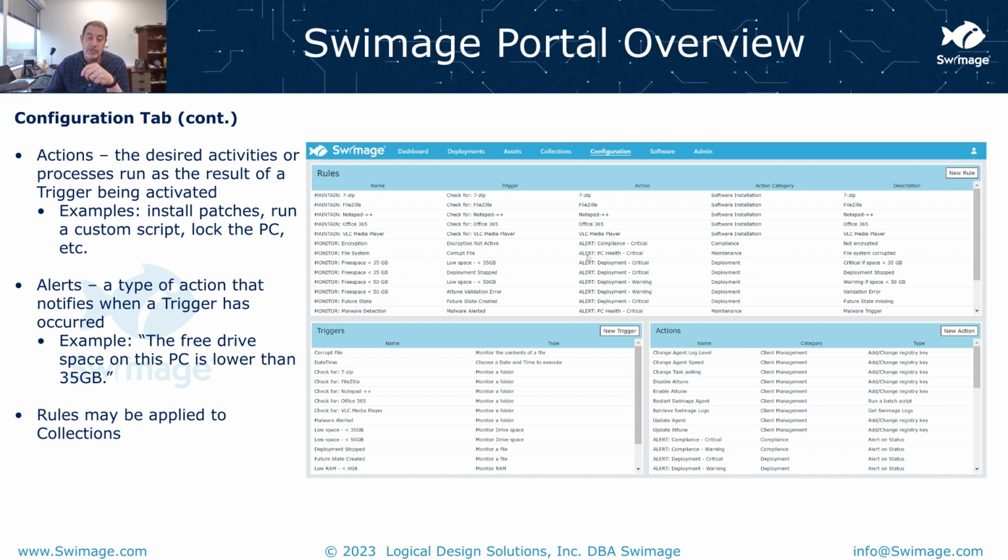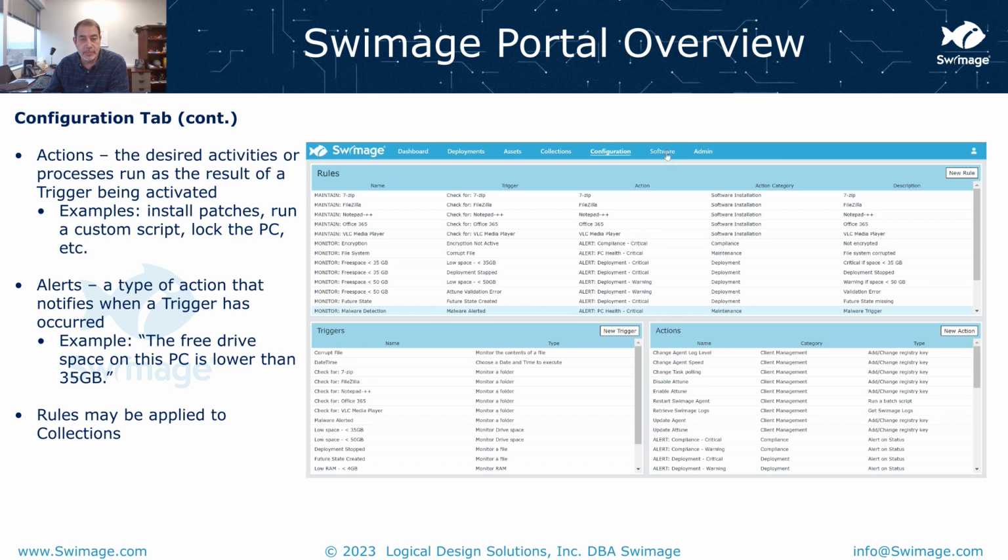When you then take one of these rules, which again are the combination of the trigger and the action, we can apply those to one of those collections. Then all the machines in that collection will scan for that trigger, and if it ever ends up being triggered, it'll then apply that action.